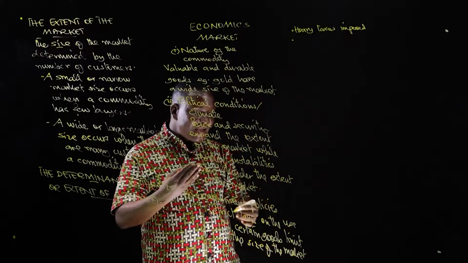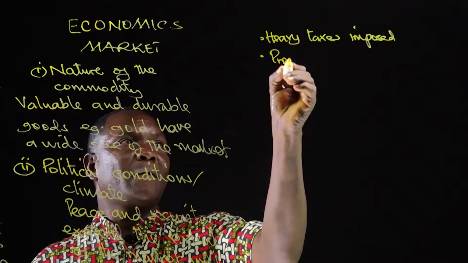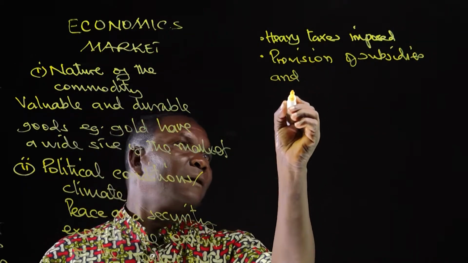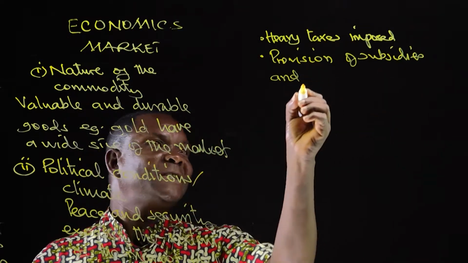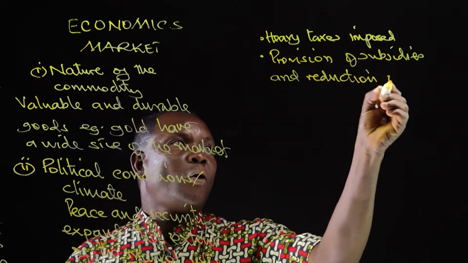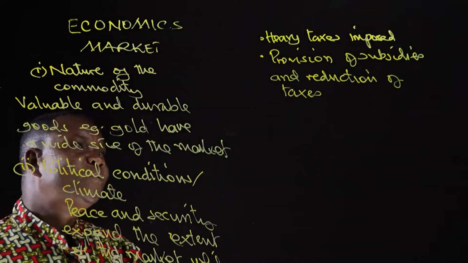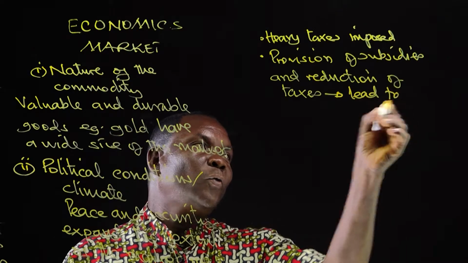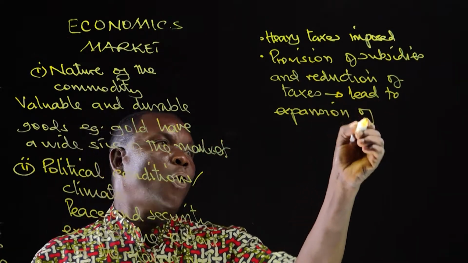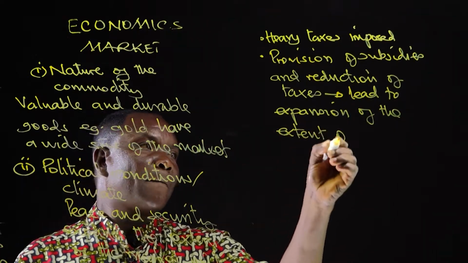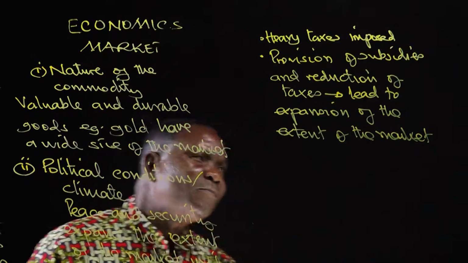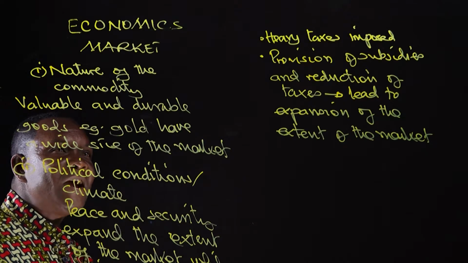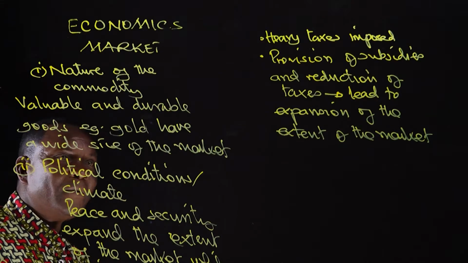Another factor which may determine the size of the market is provision of subsidies and reduction of taxes. These help to expand the size of the market for certain commodities. So these lead to expansion of the extent of the market. So the question of government policies has a very, very vital role in determining the size of the market.